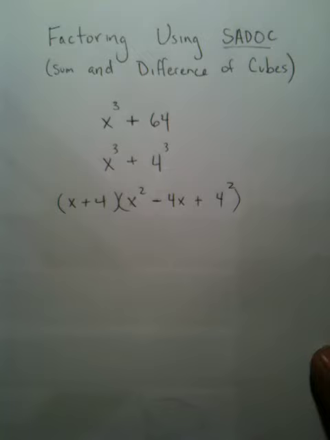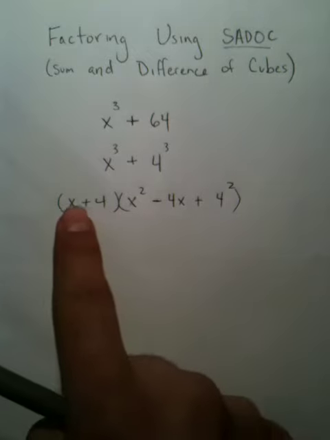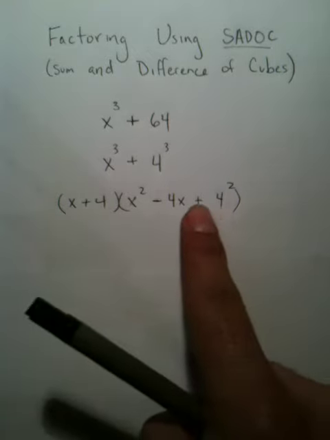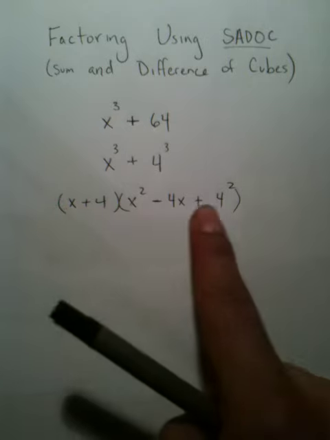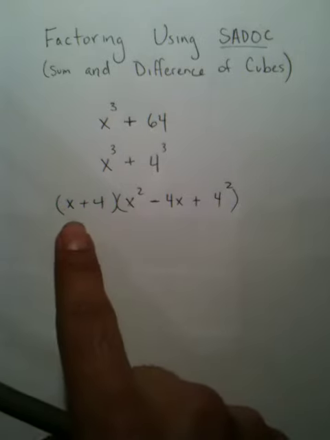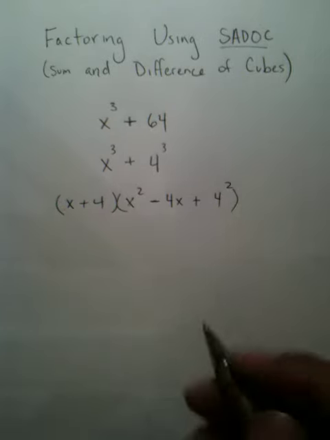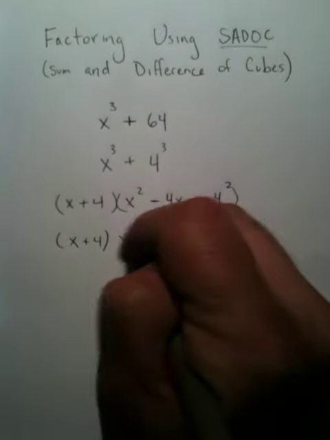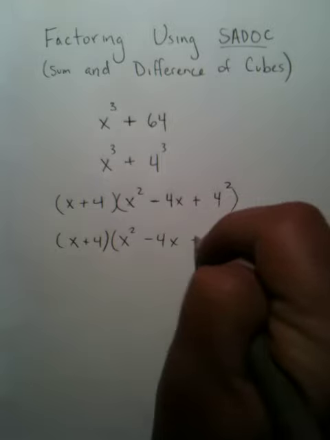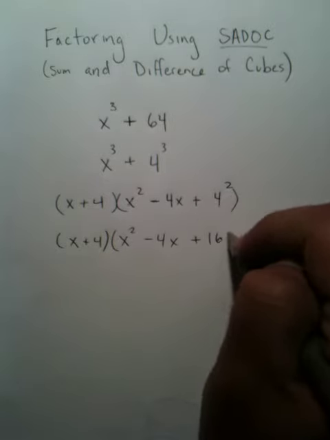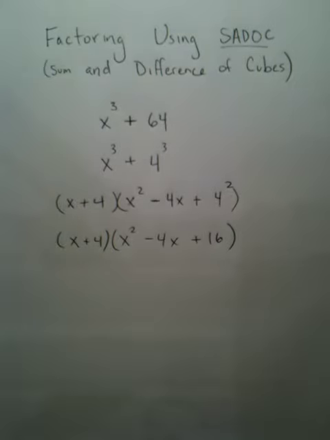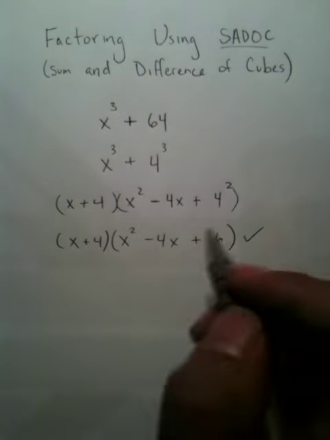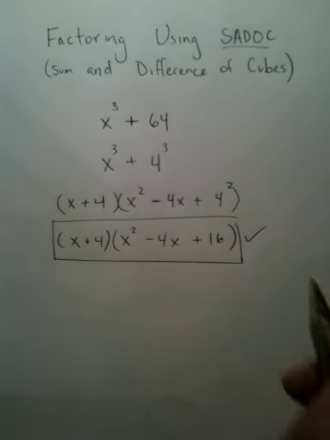Now, in general guidelines, what I want you to know is that there will only be one minus or negative sign within your entire SOAP problem. And so your formal answer needs to be written out like this, because 4 squared is 16. This is how you would factor using the sum and difference of cubes.